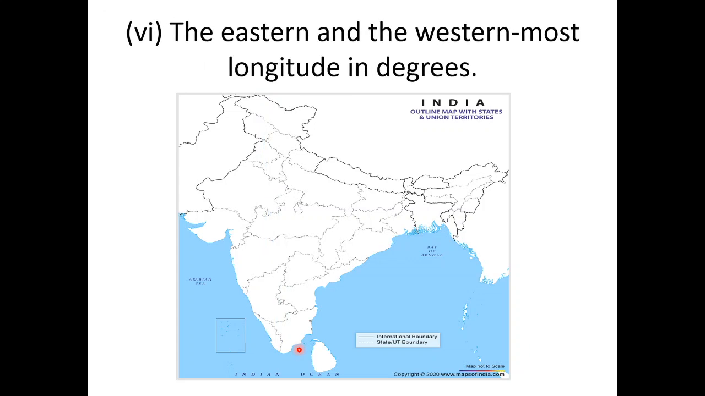Now we see the longitude. Longitude, you know, are the lines coming from up to down, north to south. The longitude plays an important role in deciding the timing of a country. So our time, or the world time, is decided with the longitude. India's longitude starts from 68 degrees 7 minutes east to 97 degrees 25 minutes east. So these are the longitudinal lines which go through this.